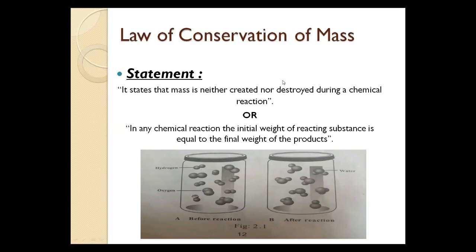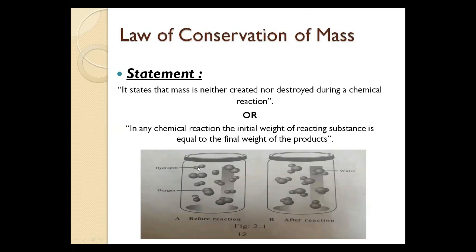Now, we can understand the law of conservation of mass with the help of another example. We have water. Water is a union of hydrogen and oxygen. Hydrogen and oxygen combine together and form water. Look at this diagram. Hydrogen occurs in a diatomic form. All gases, hydrogen, oxygen, nitrogen, chlorine, bromine, occur in a diatomic form.